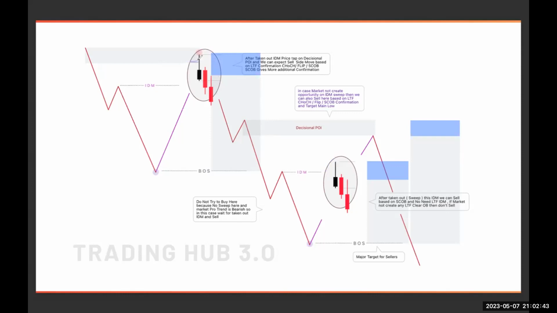Here you need chalk, flip, single candle order block, everything. But here you need only a single candle order block. Okay, so this is the difference between both scenarios. Here you can see sometimes the market fails and goes higher, mitigates your indecisional PY and gives a reaction, but you also need additional confirmation like chalk, flip, and single candle order block, and then sell till this low. That's it.